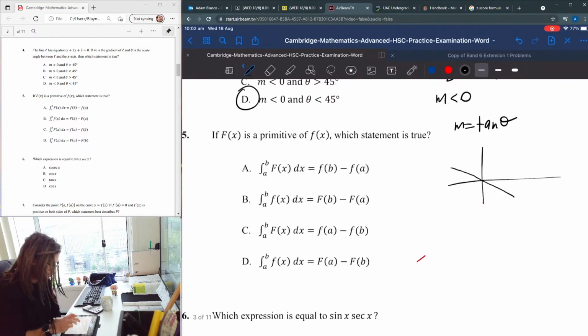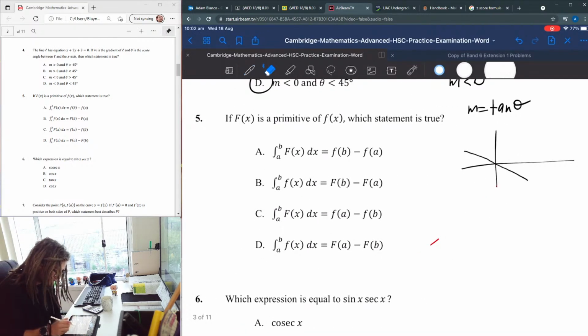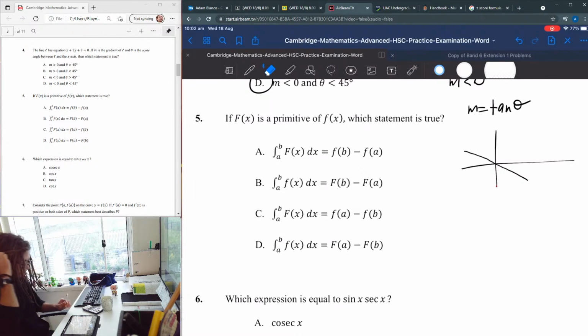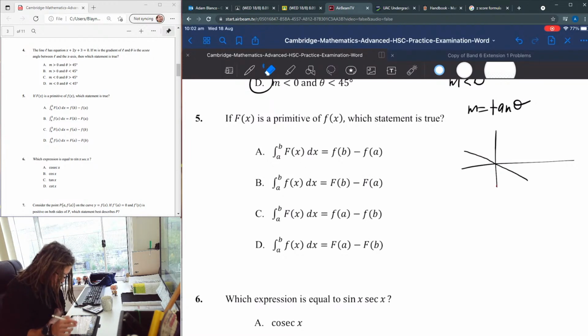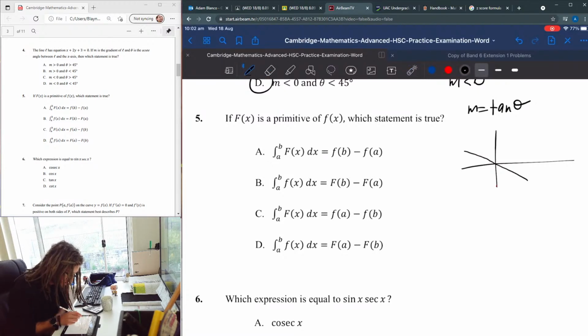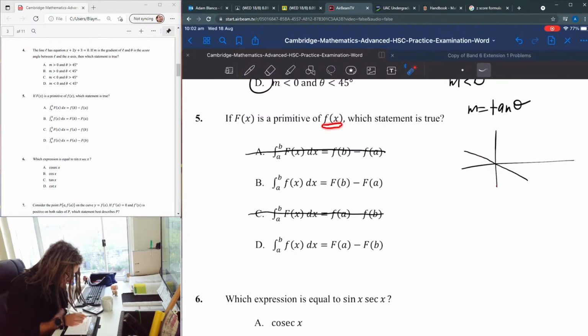If the primitive is that, which statement is true? If that is the primitive. Oh, easy. So when I differentiate, what's going on here? The primitive. Yeah, so you go from f of x to capital F of x. So it's not that or that. So if I integrate this, I should get this.